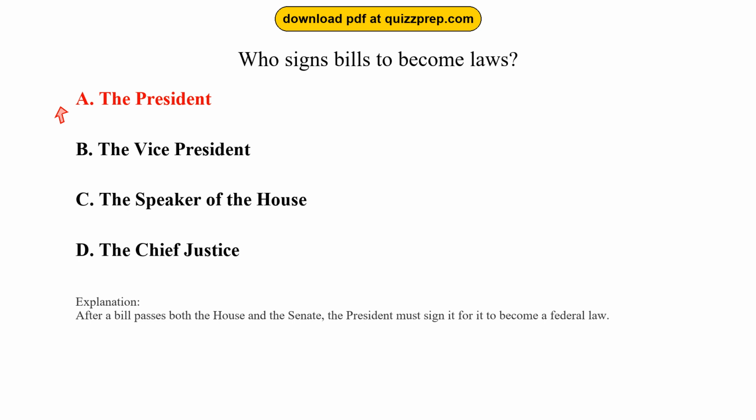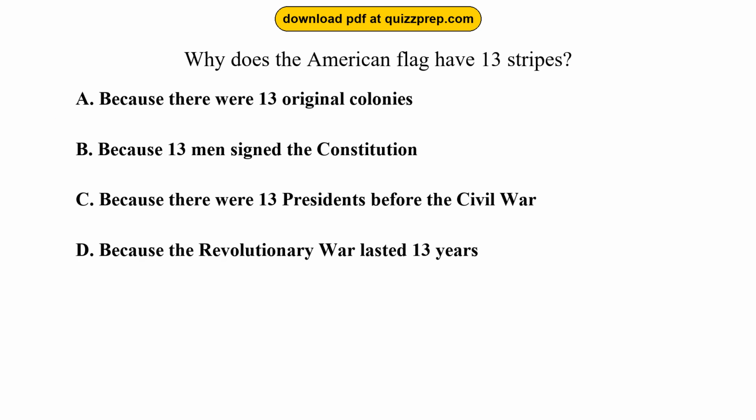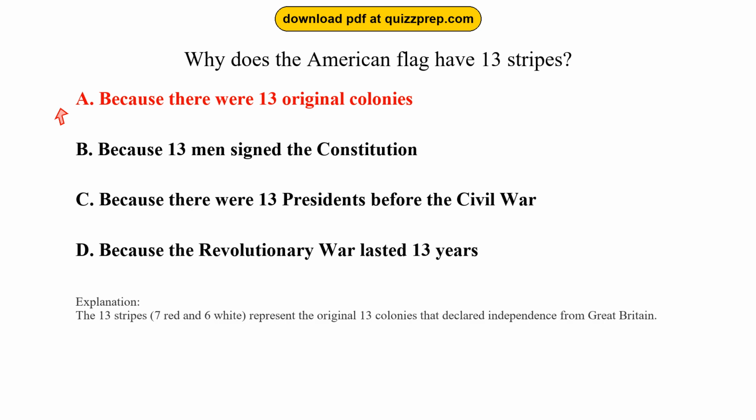federal law. Question 7. Why does the American flag have 13 stripes? Option A, because there were 13 original colonies. Option B, because 13 men signed the Constitution. Option C, because there were 13 presidents before the Civil War. Option D, because the Revolutionary War lasted 13 years. The correct answer is option A, because there were 13 original colonies. The 13 stripes, 7 red and 6 white, represent the original 13 colonies that declared independence from Great Britain.